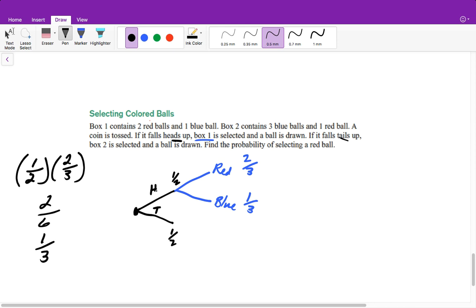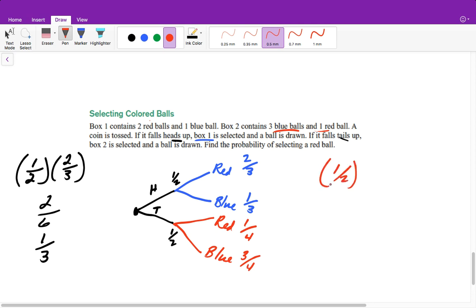So if we flip a heads and then get a red ball, we have a 1/3 chance. Now we need to look for the tails. Well, once again, once we flip tails, we have 2 different chances, a red or a blue. In this case, though, we have box 2 contains 3 blue balls and 1 red. So that means red is only 1 out of 4, and blue is 3 out of 4. So once again, our tails is 1/2, and then our red ball is 1/4. So that means the odds of getting a tails and a red ball is 1/8.